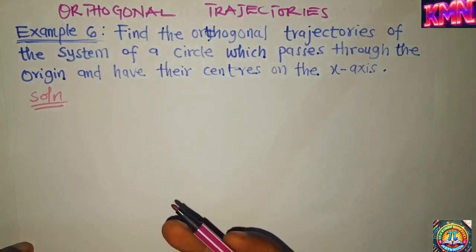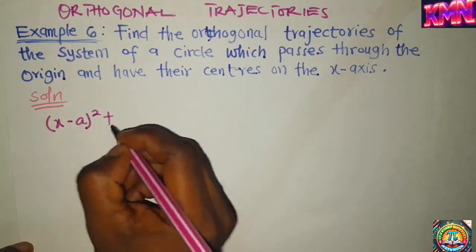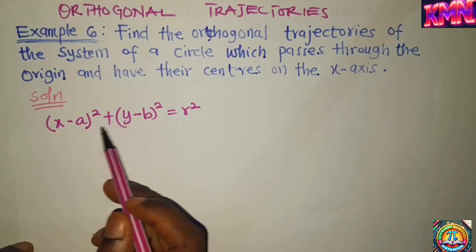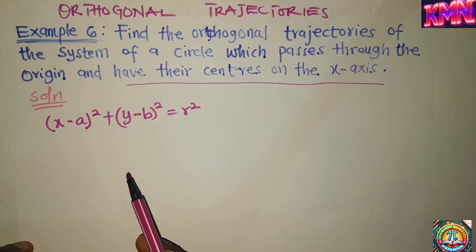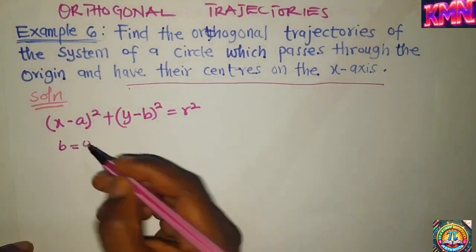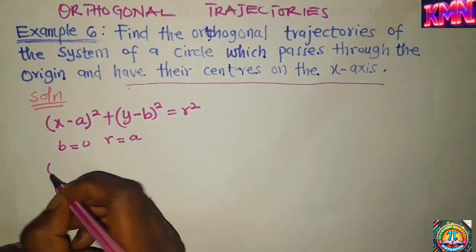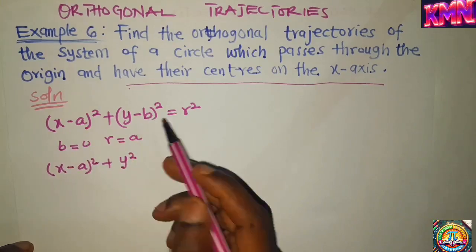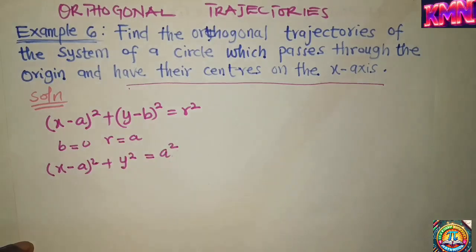First of all, we know the equation of a circle with center a, b and radius r to be given as x minus a squared plus y minus b squared equals r squared. And note that the a and b is the center and then the r is the radius. But per this particular problem, it says that they have their centers on the x-axis. So that simply means that the y coordinate of the center will be 0, whilst the r is the same as the a. And with that, we are going to have x minus a all squared plus y squared, because the b is 0, equals a squared, because the r is the same as the a.